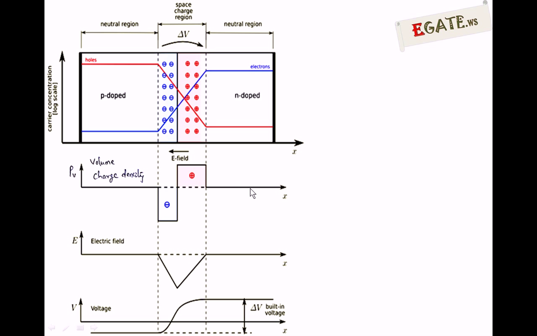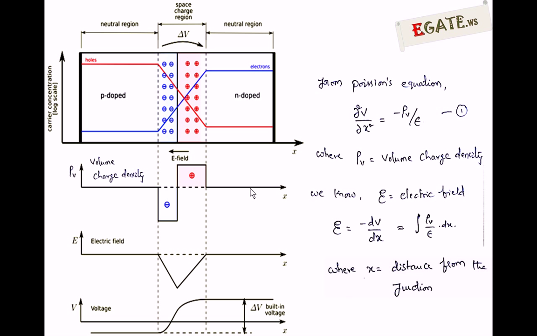How do we locate the electric field? How do we draw the electric field for the given charge distribution? From Poisson's equation. Poisson's equation is d squared V by dx squared equals minus rho V by epsilon, where rho V is the volume charge density. And for electric field, we know the equation is E equals minus dV by dx.